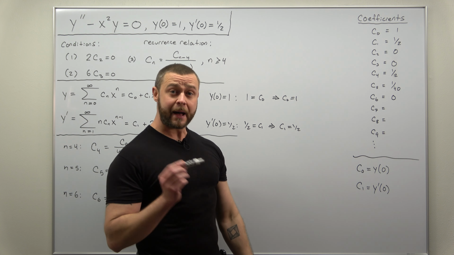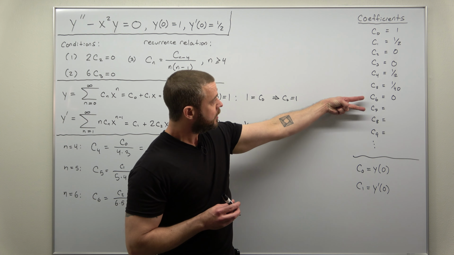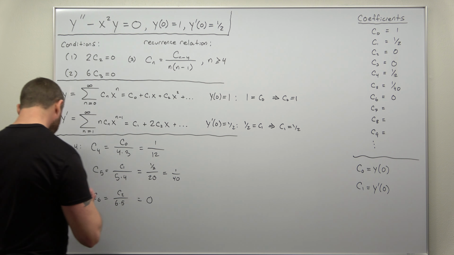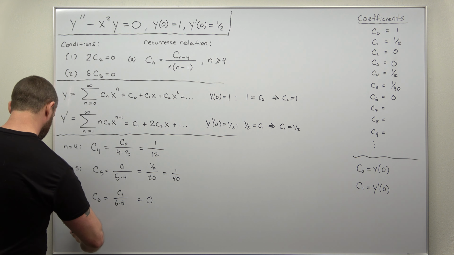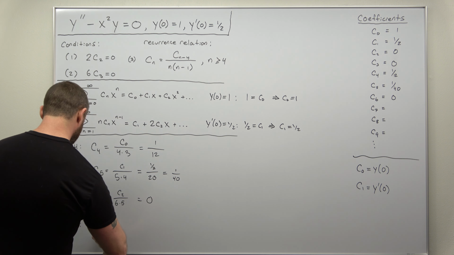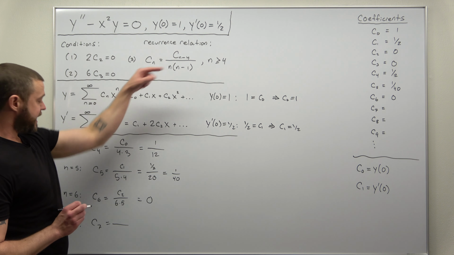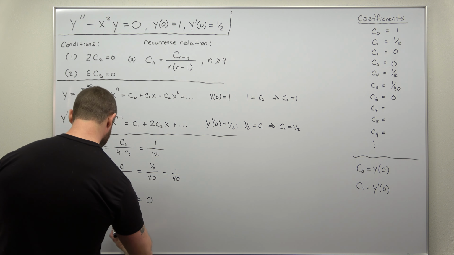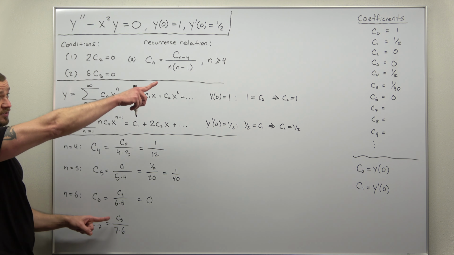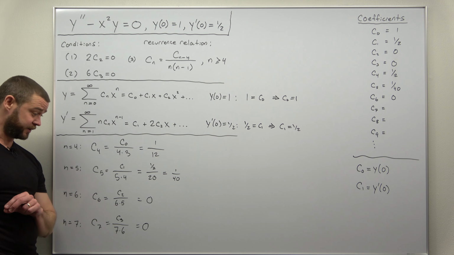And you can probably guess what's going to happen for c sub 7 without iterating your recurrence relation. We're going to find a pattern. Anytime there's a 0 coefficient, it's followed by another one. Let's just check. So if we plug n equals 7 into the recurrence relation, we get c sub 7. Now, what's our subscript there? 7 minus 4, that's going to be c sub 3, divided by 7 times 6. But c sub 3 is 0. So as expected, we get c sub 7 as 0.